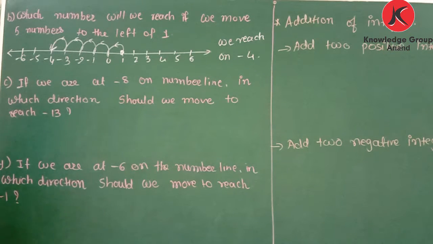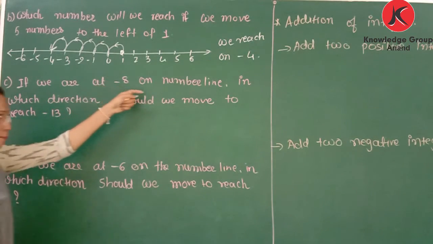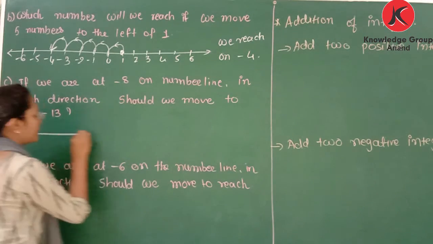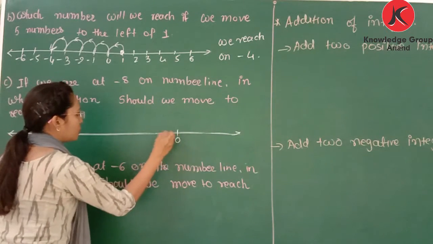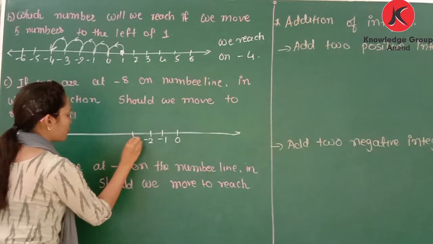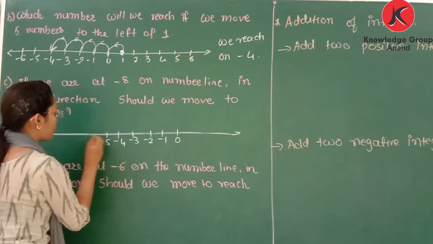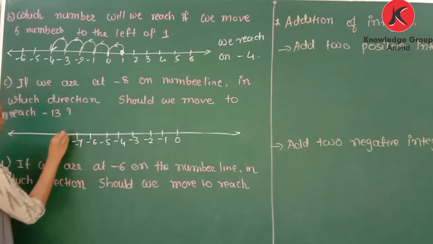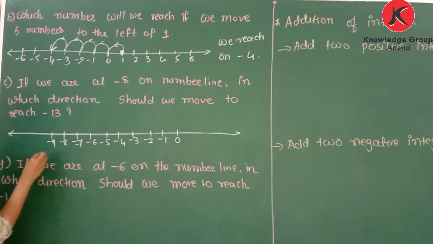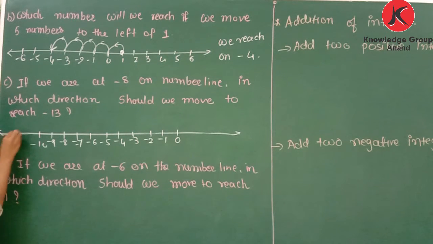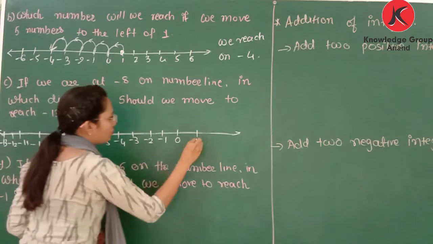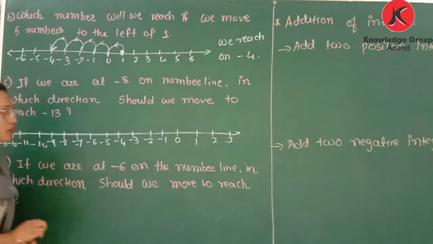Clear? Now next. If we are at minus 8 on the number line, let's draw a number line and put the arrow on minus 8. So minus 1, minus 2, minus 3, minus 4, minus 5, minus 6, minus 7, minus 8, minus 9, minus 10, minus 11, minus 12, minus 13.